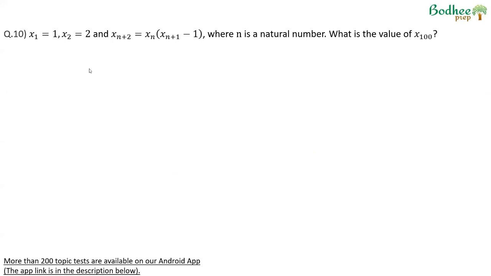This question says x1 is 1, x2 is 2, and x(n+1) is defined as xn times x(n-1) minus 1, where n is a natural number. You have to find the value of x100. So x1 is 1, x2 is 2 is given to us. Now we'll build the series.